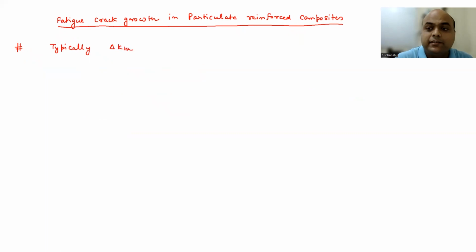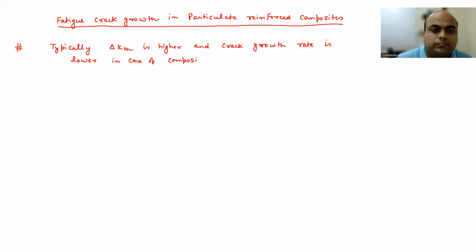Delta KTH, and what is delta KTH? That is threshold stress intensity factor range, right? So this delta KTH is higher and crack growth rate is lower in case of composites than monolithic counterpart or unreinforced alloy. Okay.